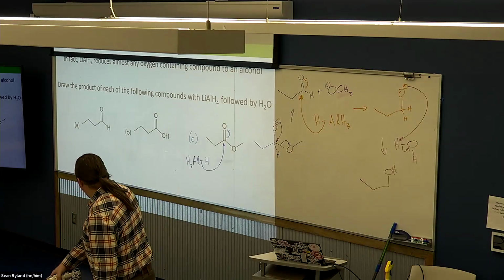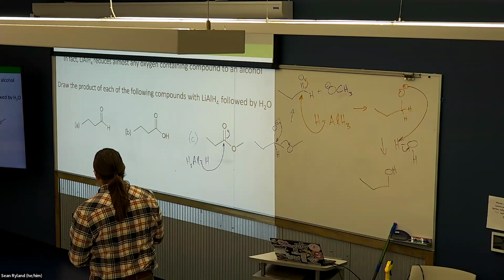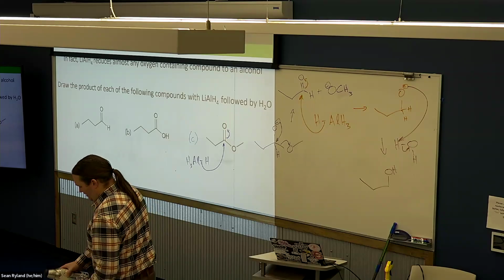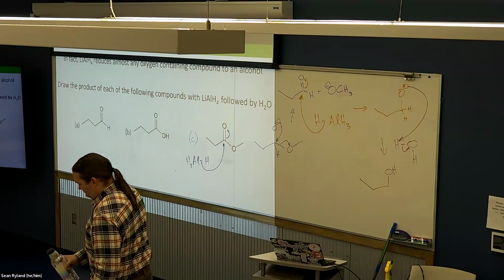And then for A, we didn't draw out the mechanism, but it's going to be the same product. It's just not going to take as much lithium aluminum hydride to get there. It's just going to be like the ones. Exactly.